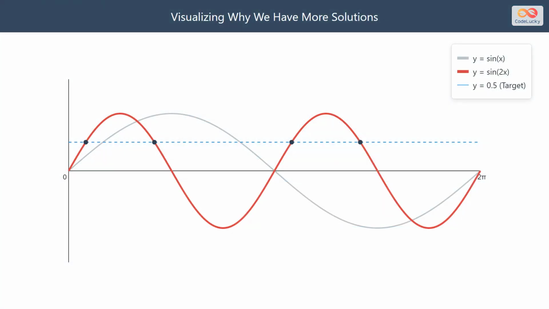Here is a graph to visualize what just happened. The gray line is a standard sine wave. The red line is sine of 2 theta. Notice how the red wave is squashed. It oscillates twice as fast. Because of this higher frequency, it hits the blue target line 4 times instead of just 2.